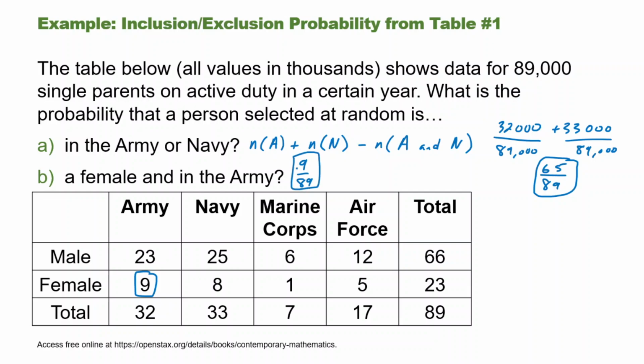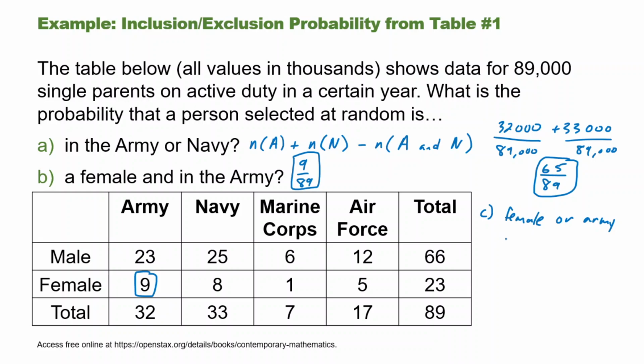Now, if instead this said a female or in the Army, we would take the total for female, which is 23. I'm just going to add that actually. We'll make this part C. Female or in the Army.